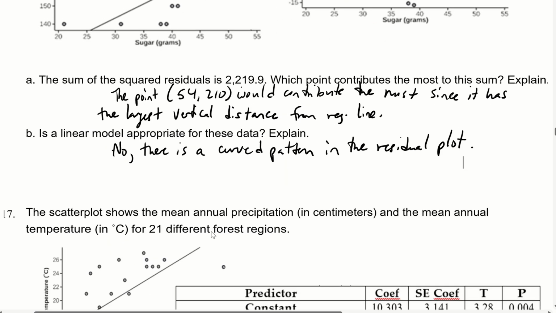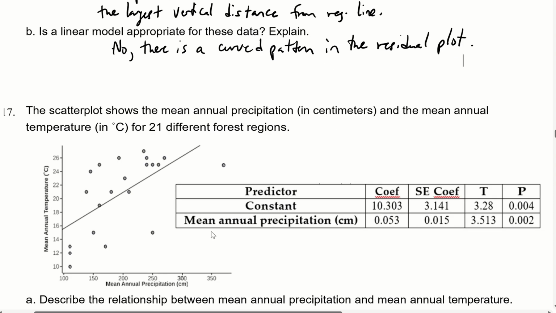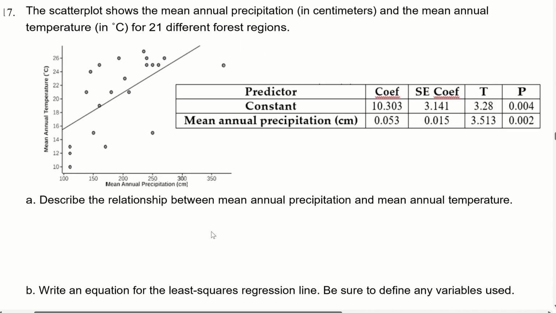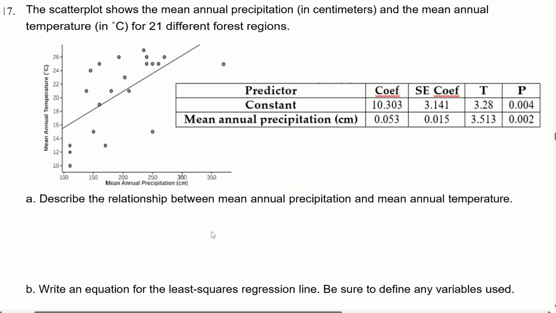All right, so let's look at the next one. It says the scatter plot shows mean annual precipitation in centimeters and the mean annual temperature in degrees Celsius for 21 different forest regions. Describe the relationship between mean annual precipitation and mean annual temperature. Okay, so we can see there's a linear relationship. They don't give you the R here in the computer output, but you can see based off of this, it's not strong.